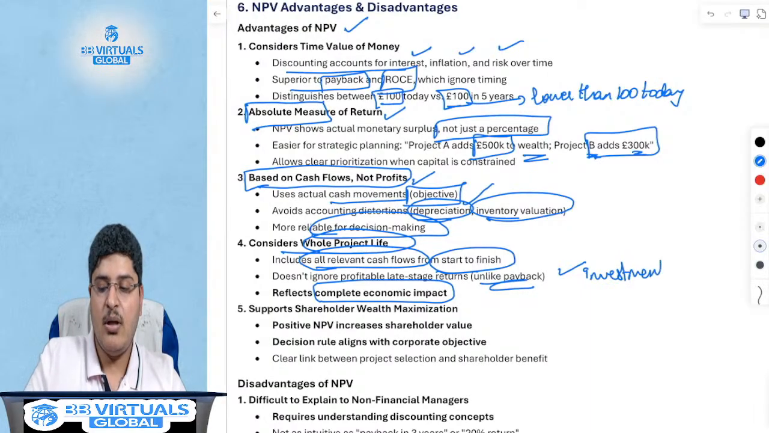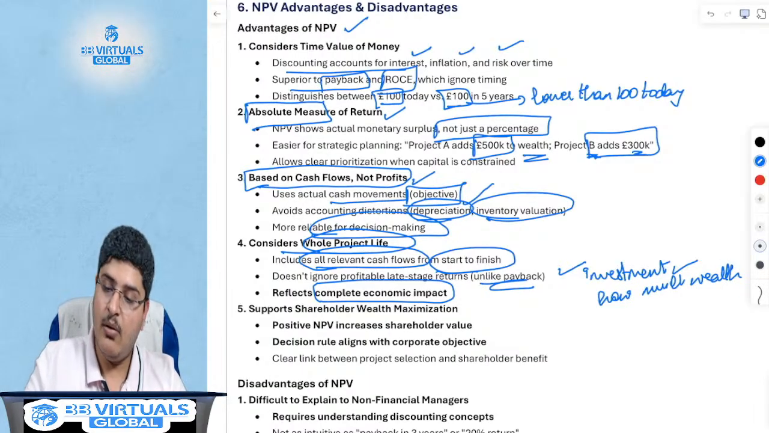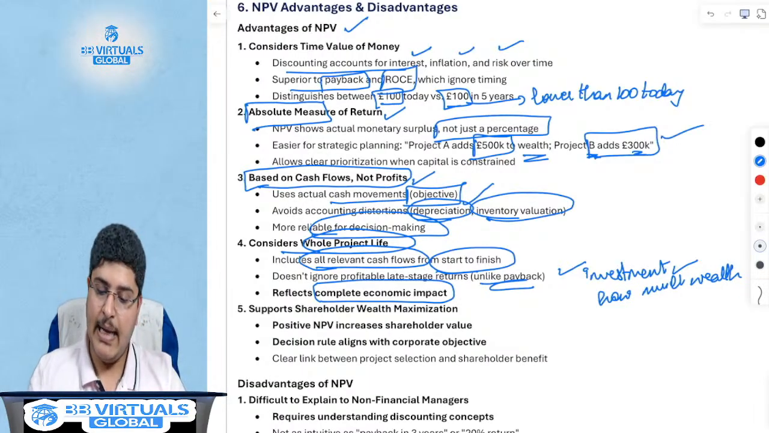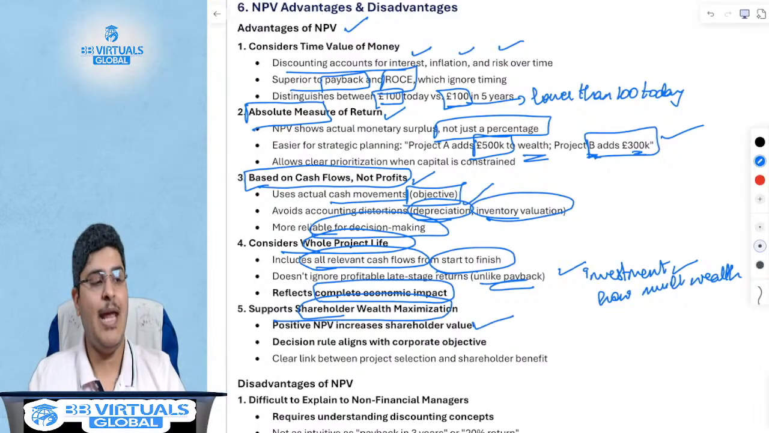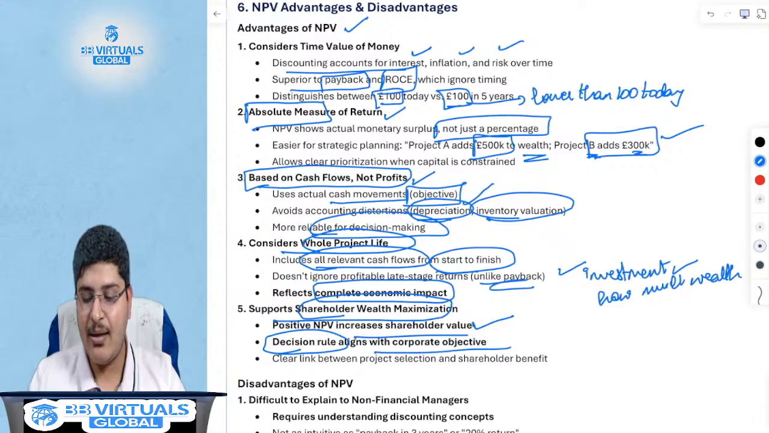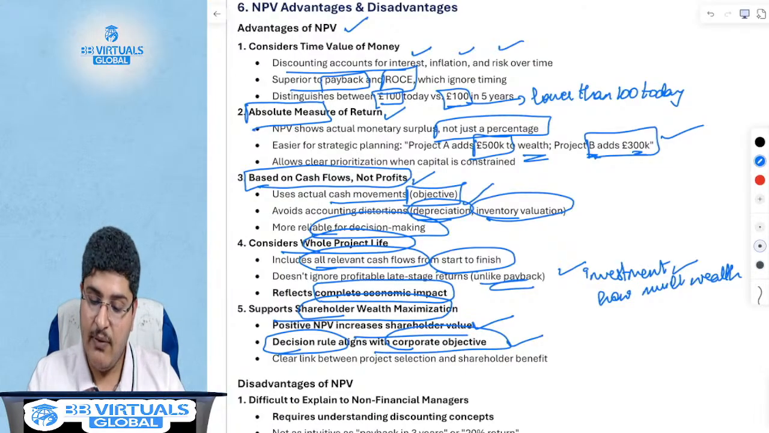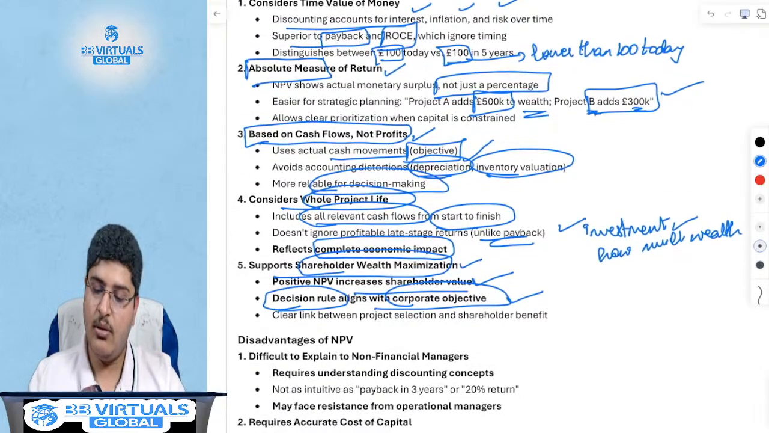In investment, what are you evaluating the most? How much wealth will you make over a period of time? And hence it supports shareholder wealth maximization. The higher the NPV, the higher the positive NPV, the higher the shareholder value. This is the decision rule that aligns with the corporate objective. What is the corporate and the financial management objective? The objective is to maximize the shareholder wealth.